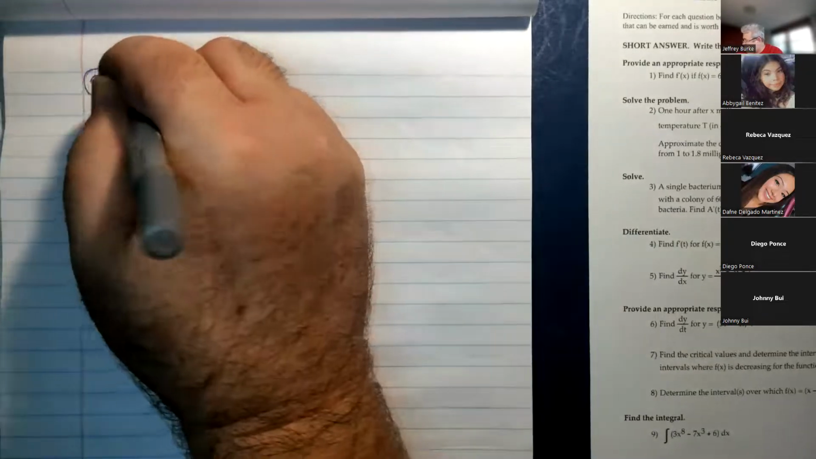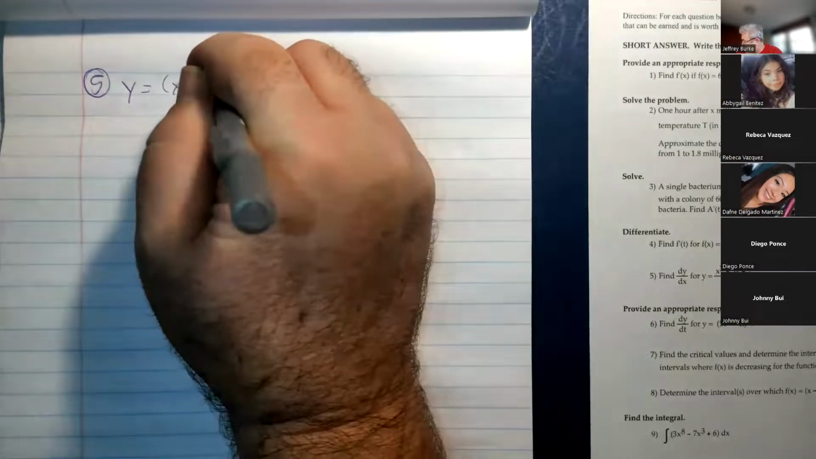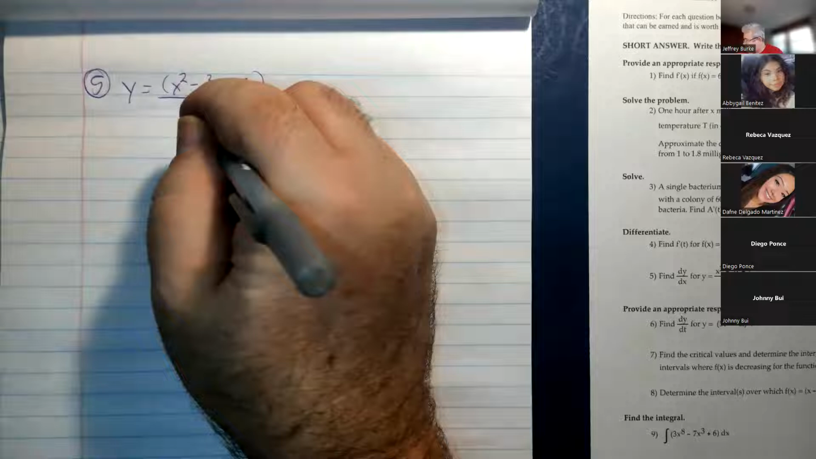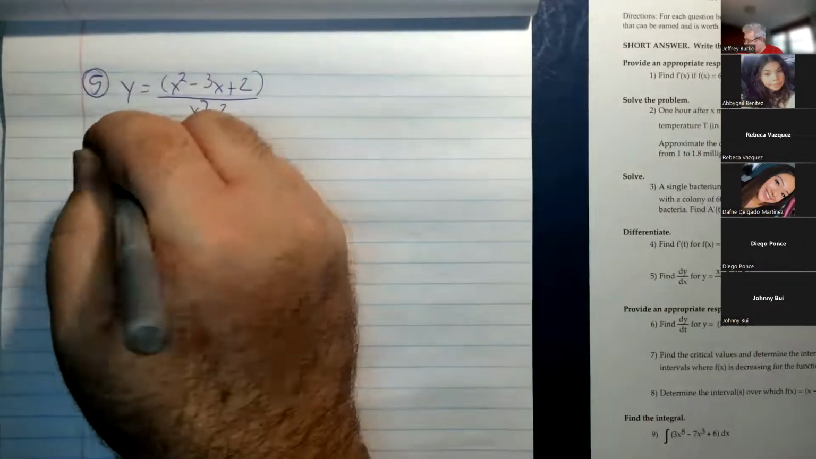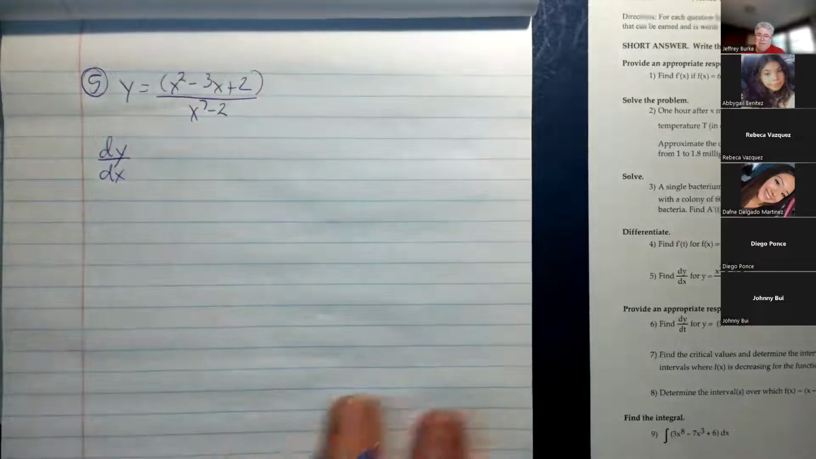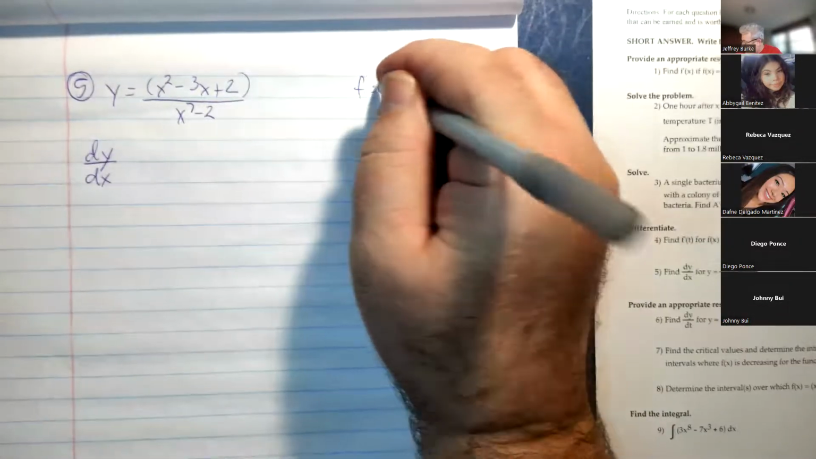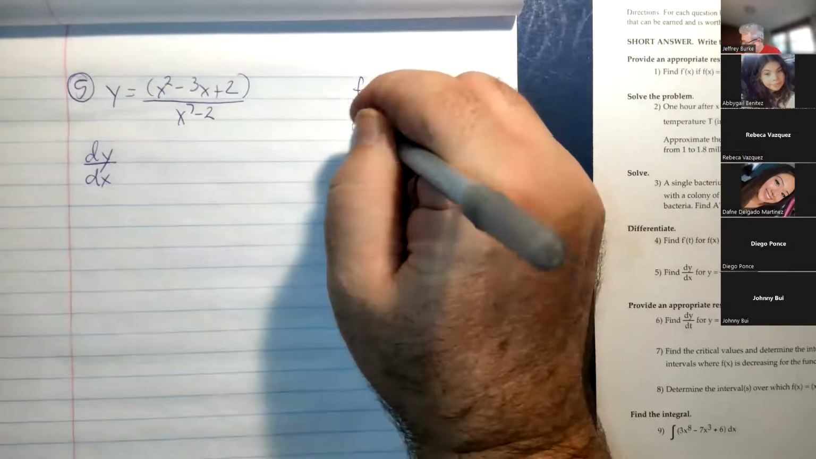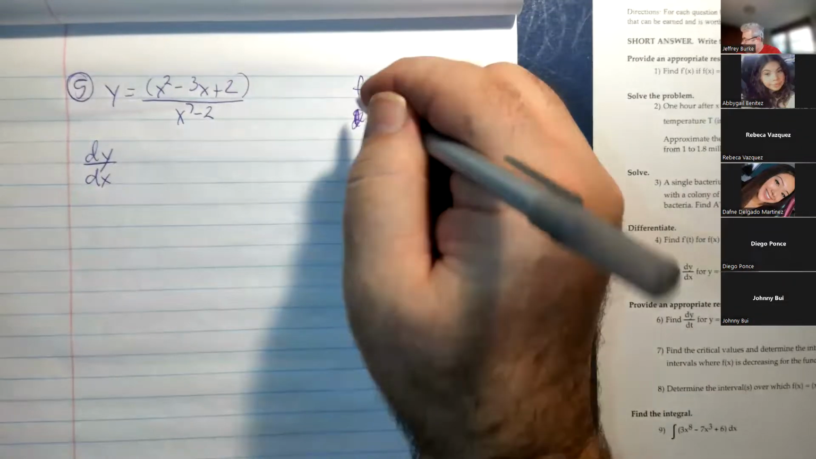All right, so if we have the function y equals x squared minus 3x plus 2 over x to the 7th minus 2, I want to find dy dx. That being the derivative. So I'm going to define f here as x squared minus 3x minus 2. F prime will equal 2x minus 3. Oh, sorry, F prime.